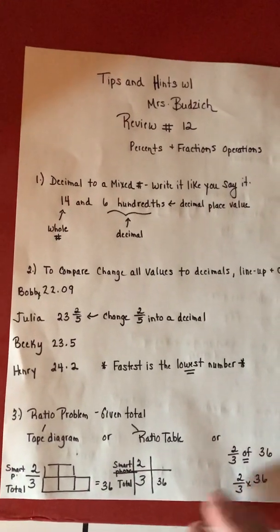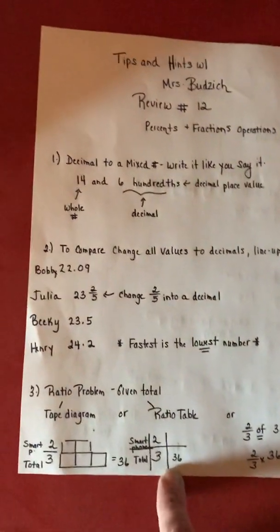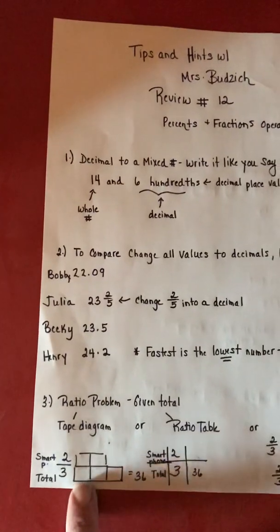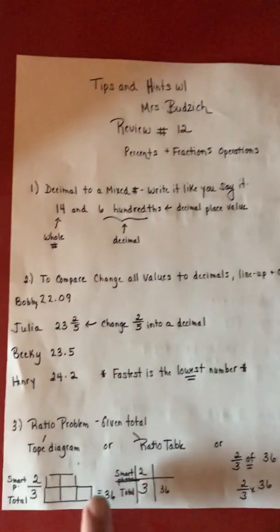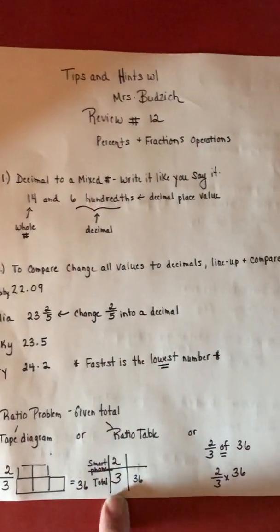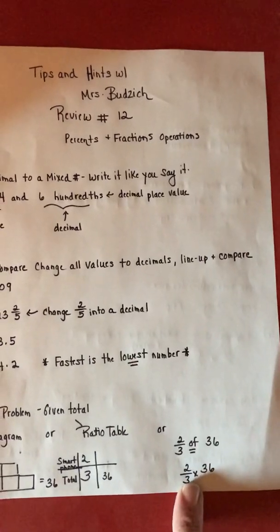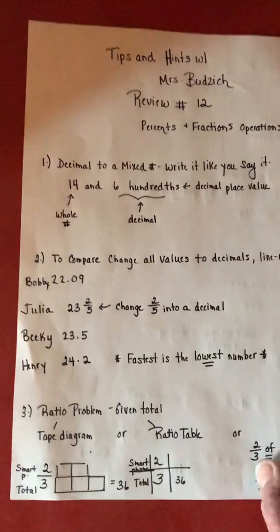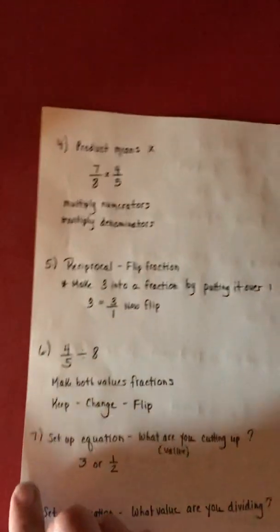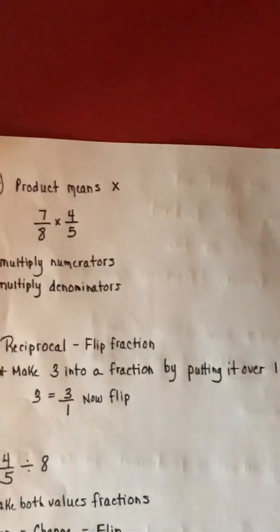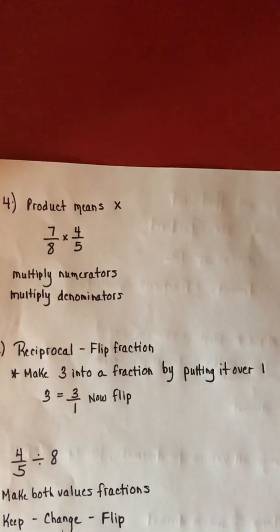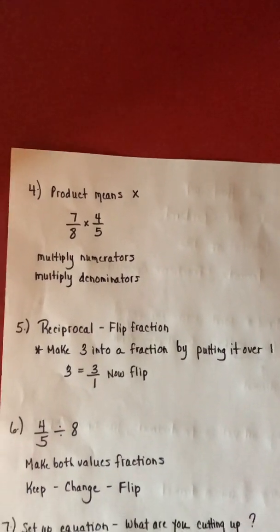Number 3, there's lots of different ways to do it. You need to figure out 2/3 of 36. You can set up a tape diagram, you can set up a ratio table, or you can find 2/3 of 36 or multiply 2/3 times 36. Okay, number 4, product needs to multiply. Multiply your numerators, multiply your denominators, and then simplify.